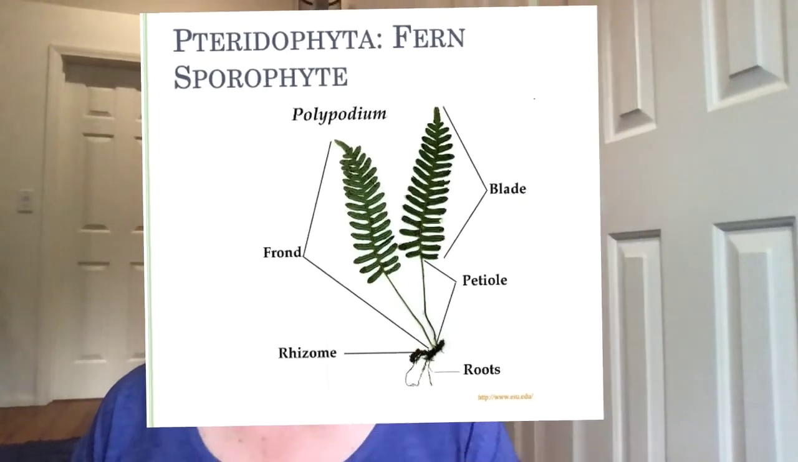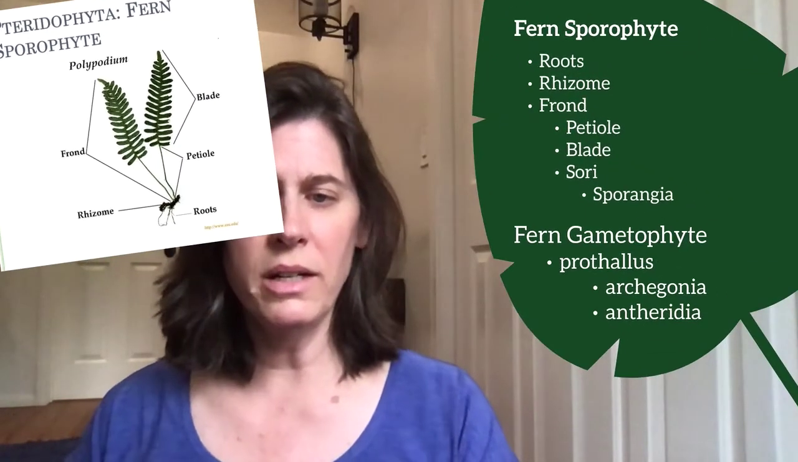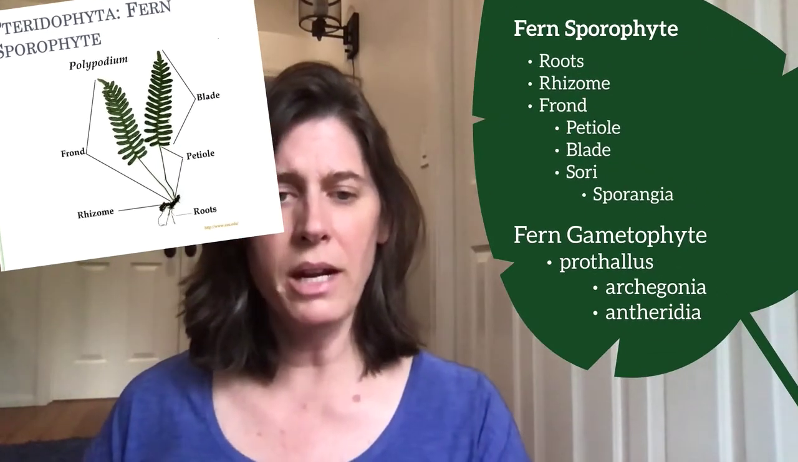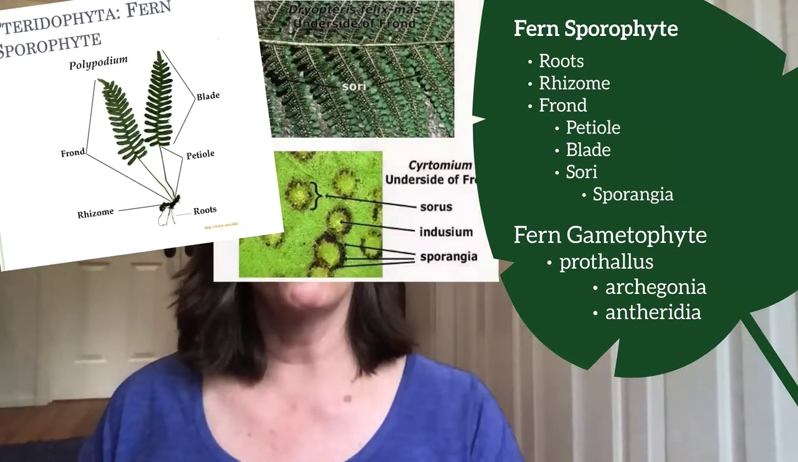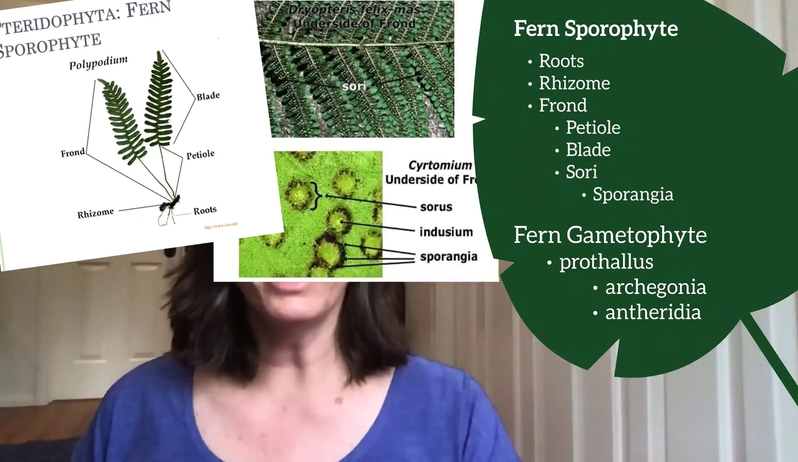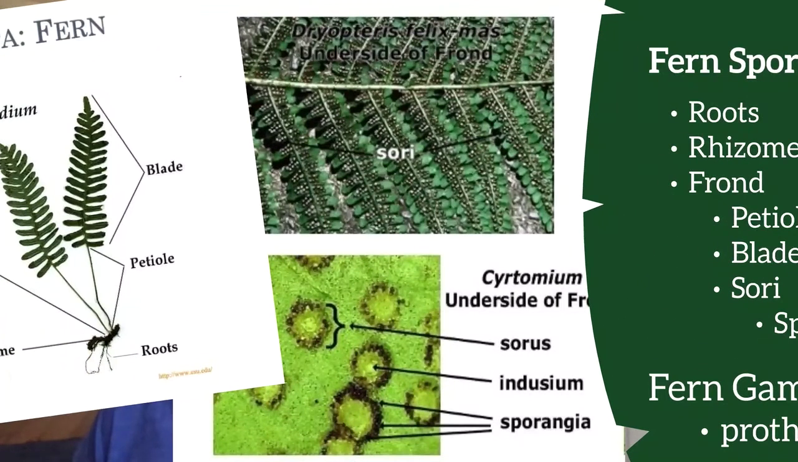On the underside of the frond, on the backside of the blade, there will be sori. And sori are these little dots on the back side of the frond. Let me zoom in a little bit for you. All those little dots in there are the sori. And those sori contain the sporangia where the spores are being made.